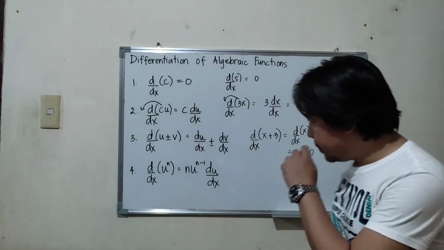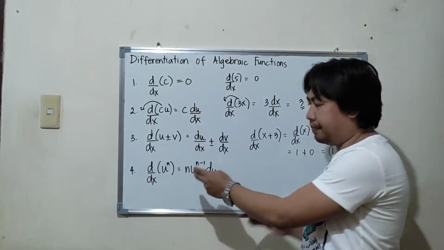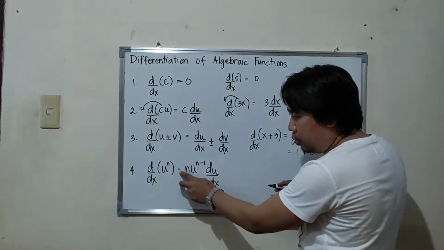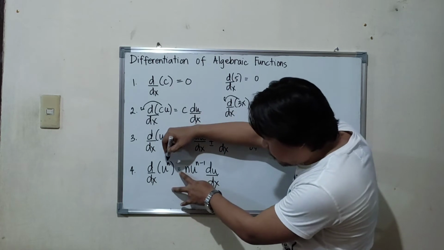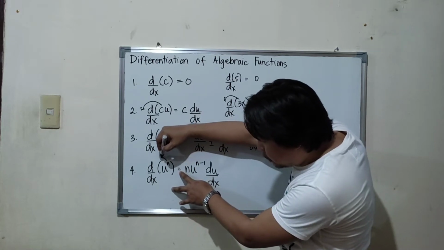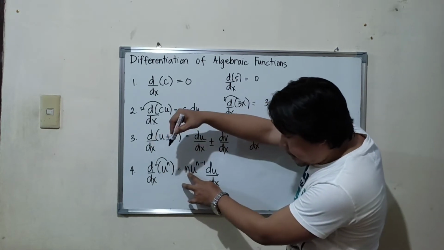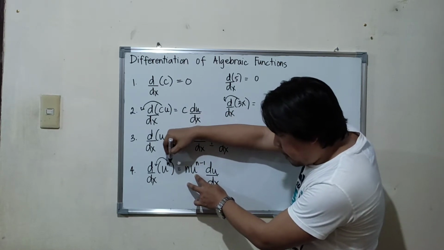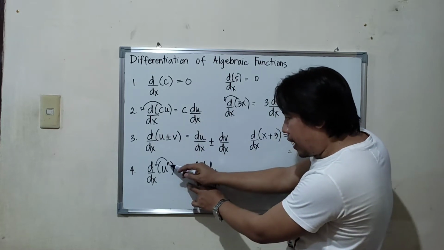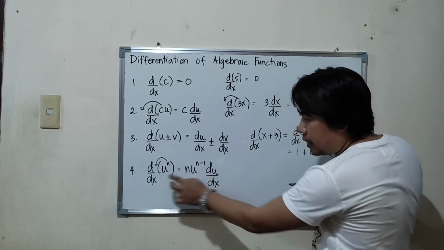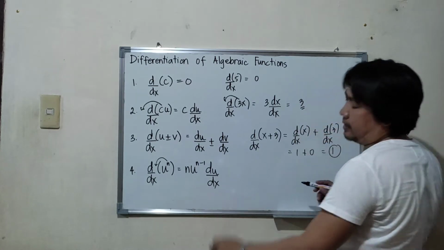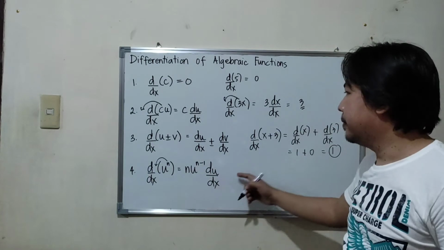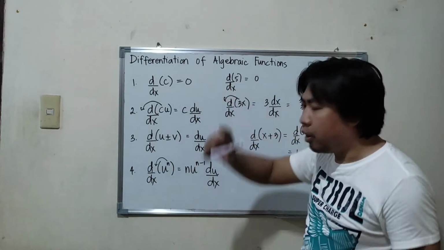Okay? So last formula. So derivative of u to the n with respect to x is equal to, so ito yung pattern natin. So yung n, papapunta lang dito sa baba. So n times u to the, subtract tayo ng 1 dito. So baba yung n times u to the n minus 1 times derivative of u with respect to x. Okay, so ang tawag dito, derivative, power formula yung tawag dito. So ito, derivative of sum, derivative of constant.